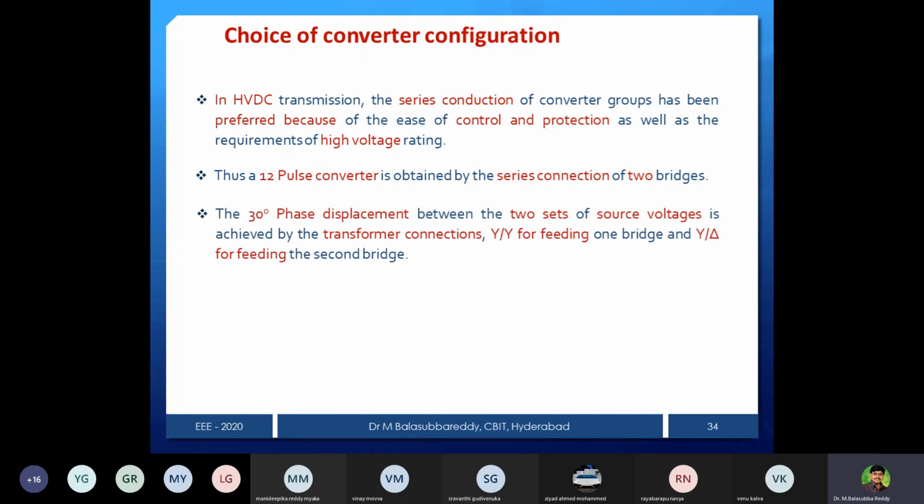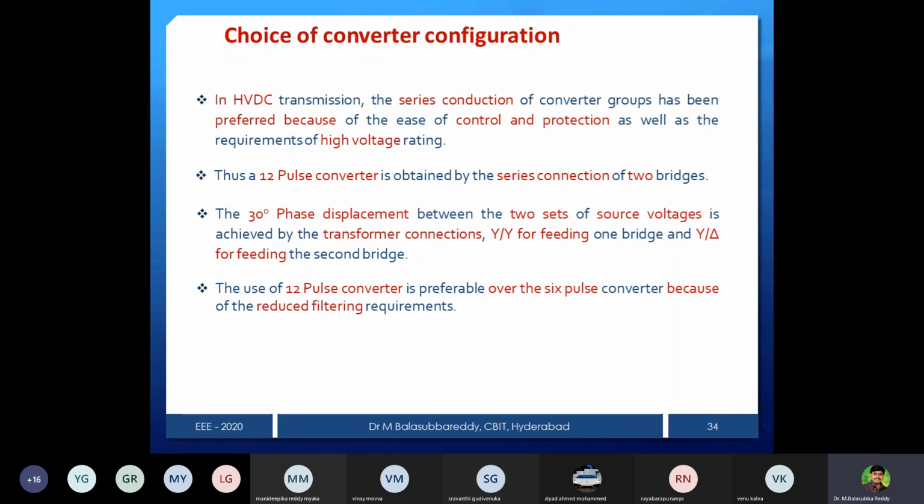If you operate as a 12 pulse converter, there is a 30-degree phase displacement between the two sets of converters, that is, a 6 pulse converter plus a 6 pulse converter. We need to connect them with a displacement of 30 degrees achieved by the transformer connection. We get the 30 degrees by connecting one converter in star fashion and another in star-delta fashion, so that we get a phase displacement of 30 degrees. And the 12 pulse converter is preferable over the 6 pulse converter because of the reduction in filtering requirement.